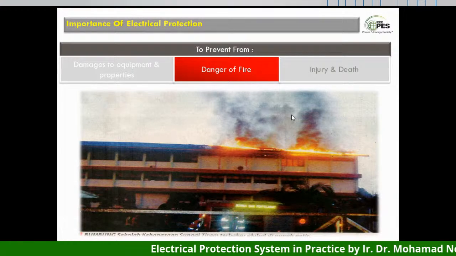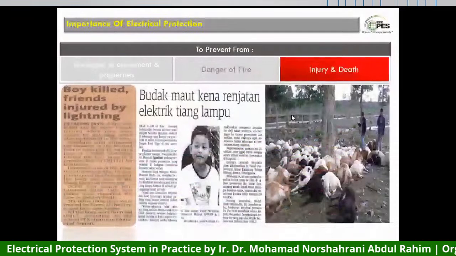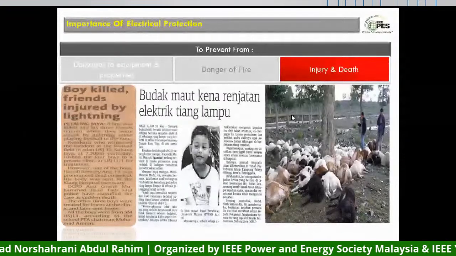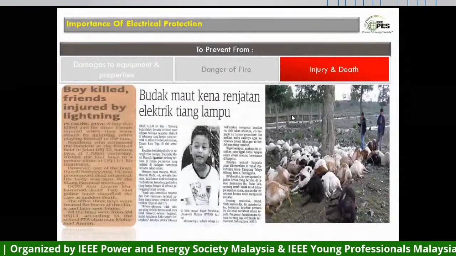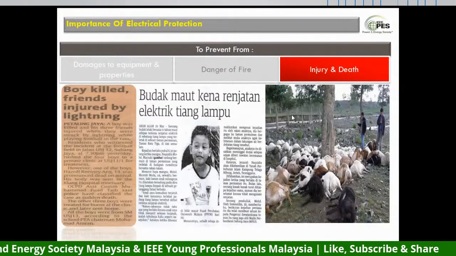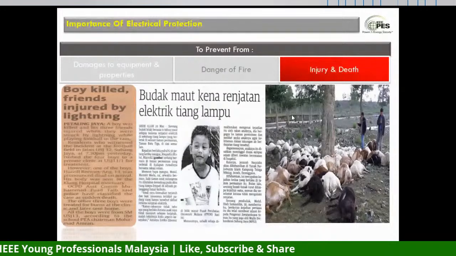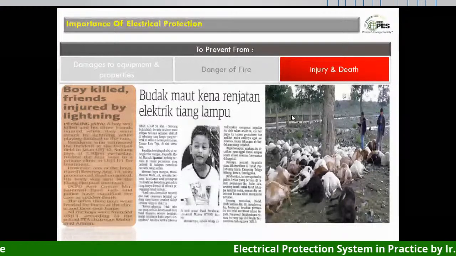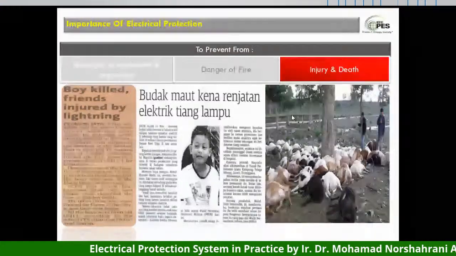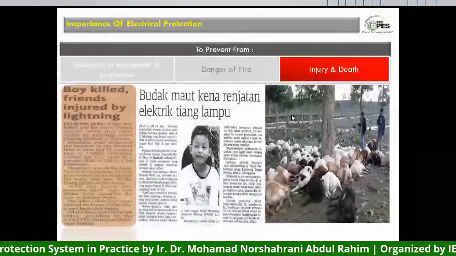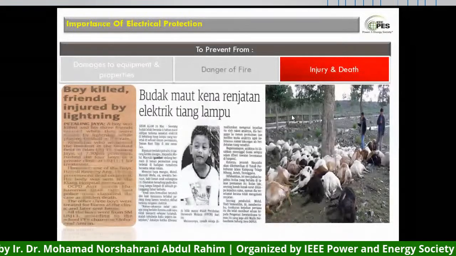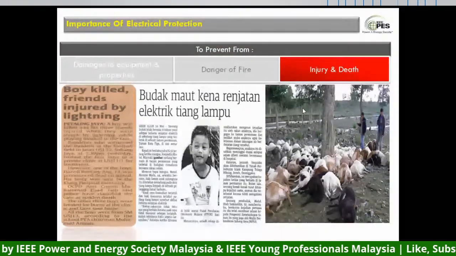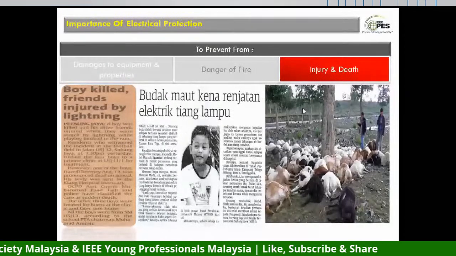All right. Another factor that we need to prevent in terms of protection is injury and death. Among the three, this is the most important. In terms of damage to equipment and properties, we can spend money to repair those damages. But in terms of life, we cannot bring back a life. You can see from the newspaper cuttings, people injured by lightning, kids who died because of an electrical shock on public properties, and even animals killed by lightning. These are the things that we as electrical people need to consider, how to prevent or minimize the damage to properties and life.